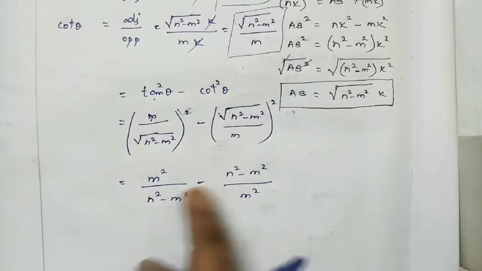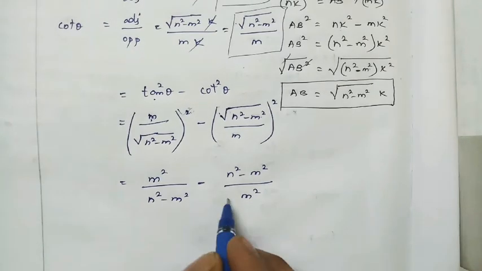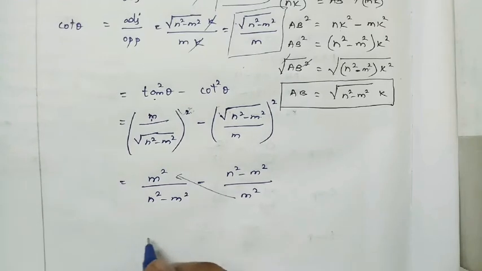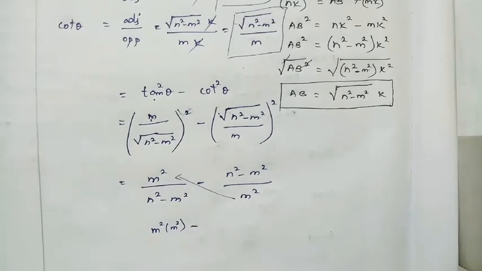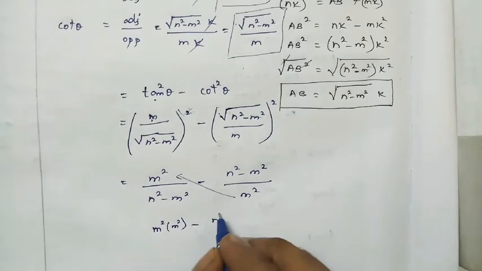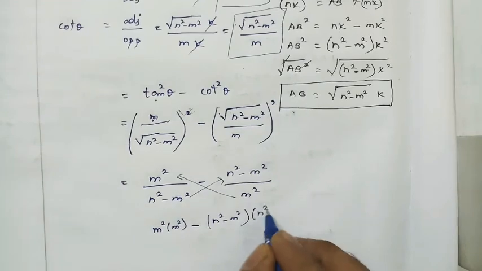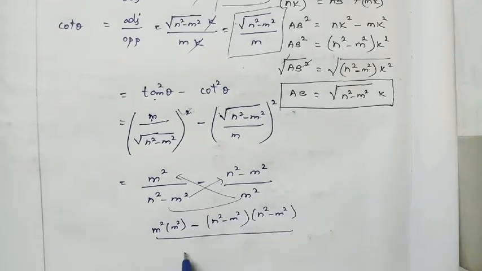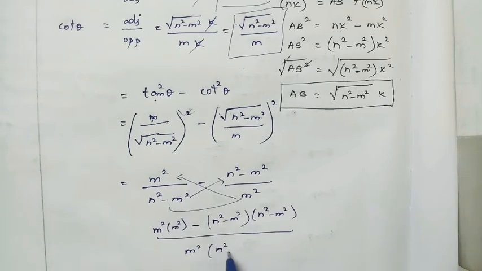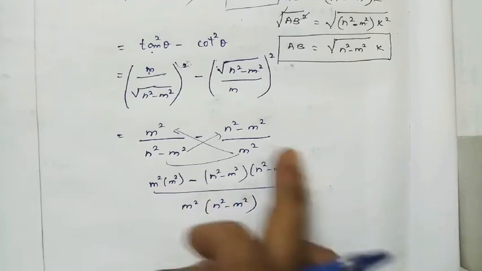Here in between what symbol is there? Minus. So what we want to do? We want to do the cross multiplication. Directly we can do the cross multiplication, right? So m square into m square minus, and already n square minus m square is there into n square minus m square, divided by the whole term m square into n square minus m square, right? Denominator you can keep as it is. Numerator alone we simplify.